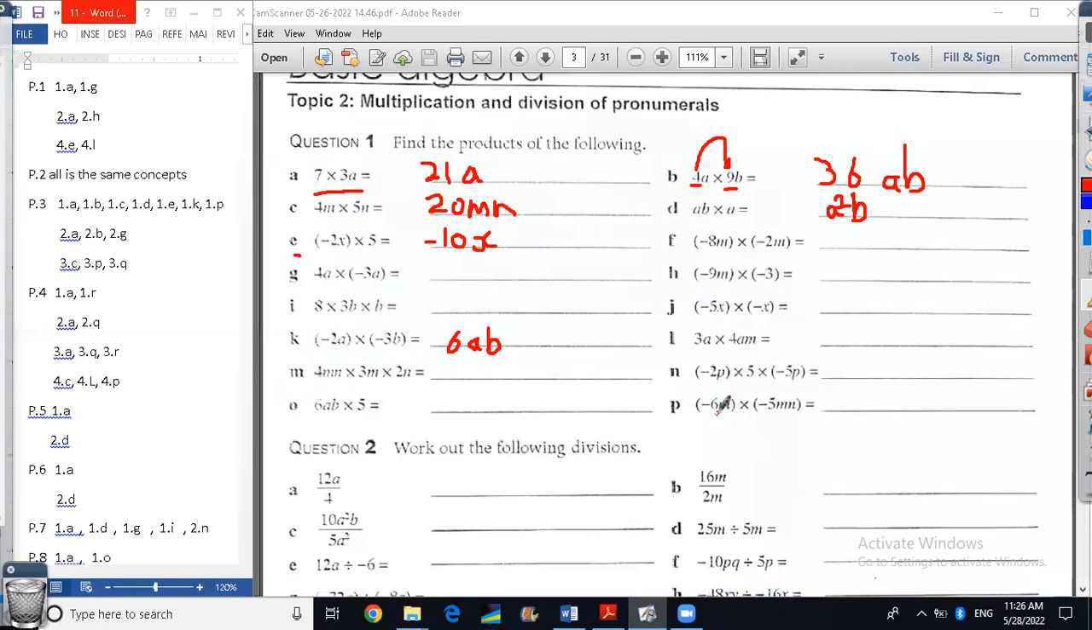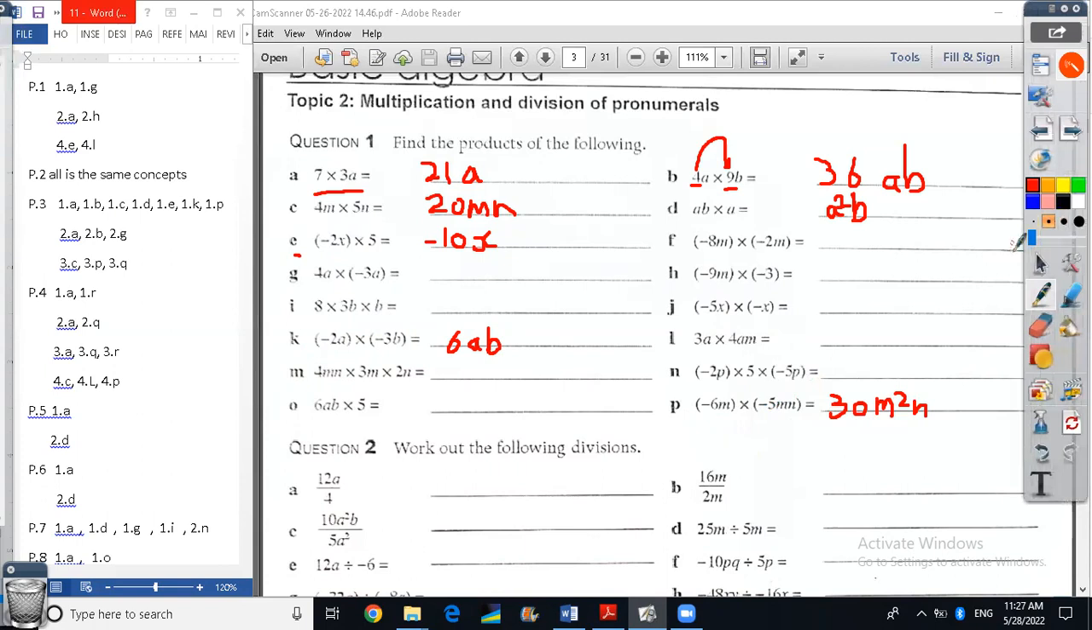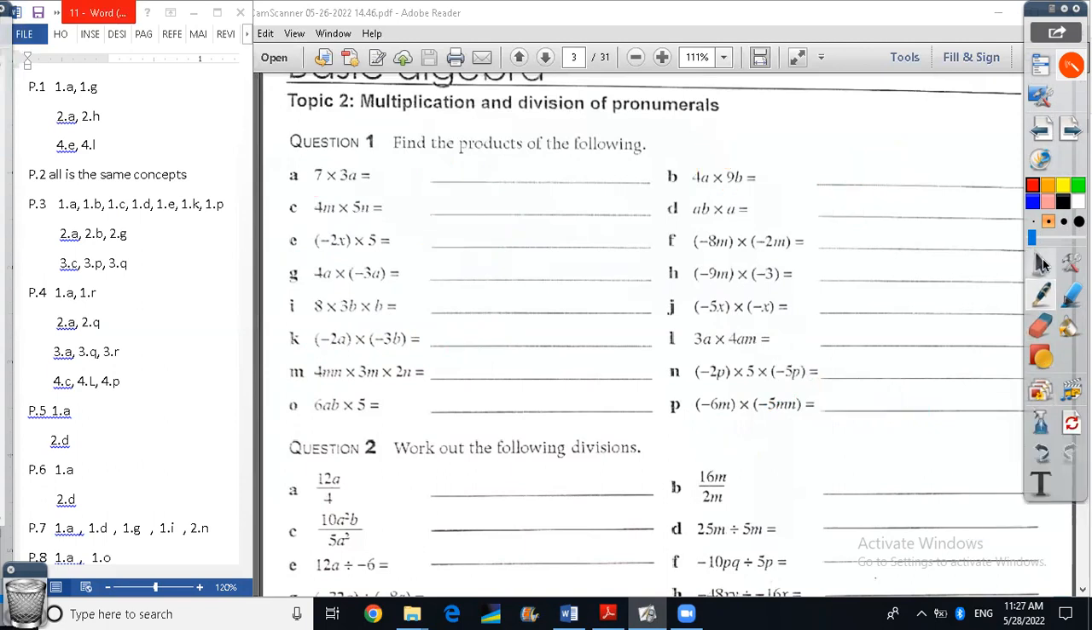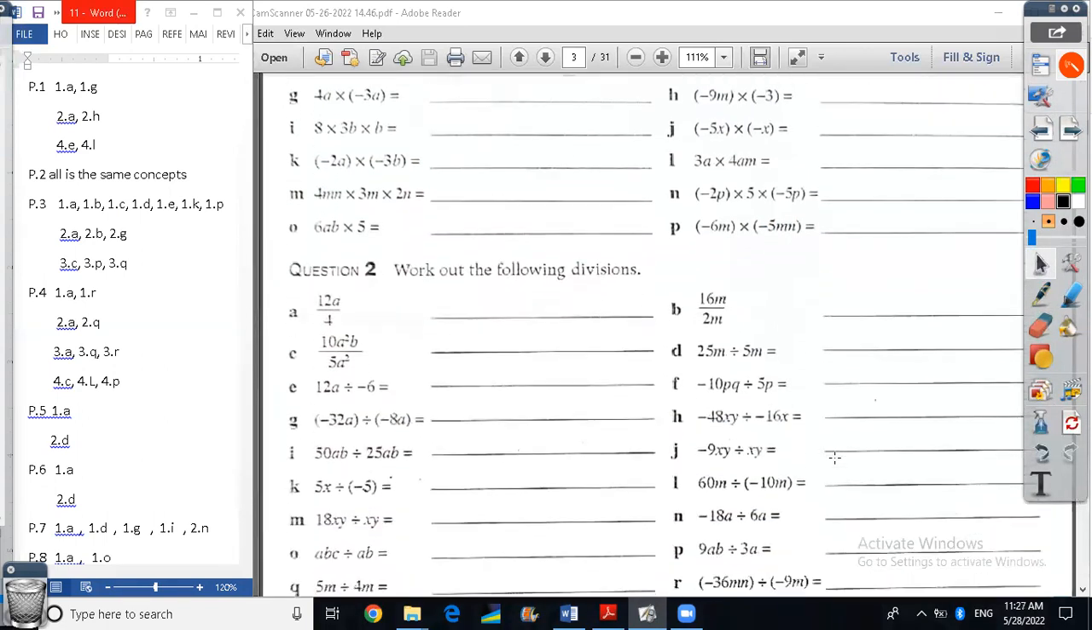Question P, -6 times -5 is what? Positive 30. They have the same signs. M times M is M squared. And the n just remains the same. So it's just 30 m squared n. All right. Let's continue with question 2. It is all now about division.